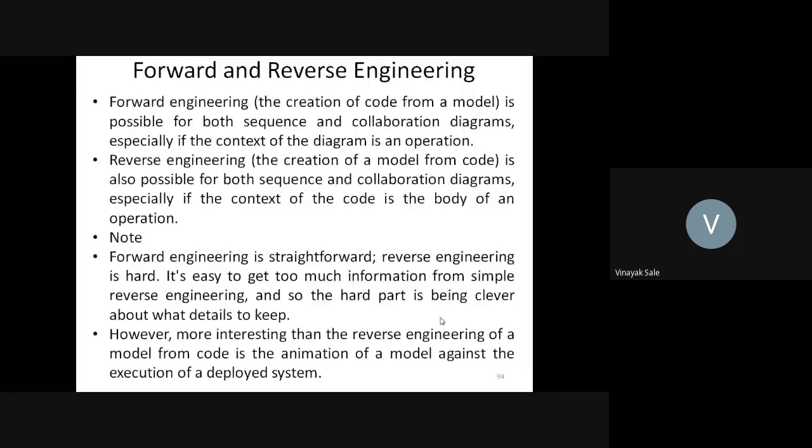So what are forward and reverse engineering in collaboration diagrams, especially in the context of a diagram as an operation? Reverse engineering is possible for both sequence and collaboration diagrams, especially in the context of code. Sequence diagrams and collaboration diagrams are important in the form of the code, that is, the body of an operation. Forward engineering is straightforward.